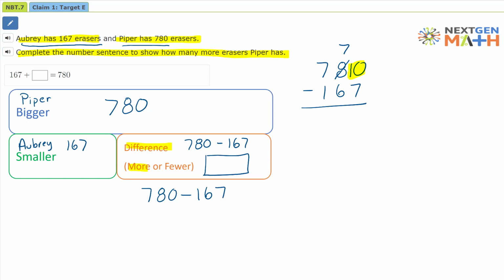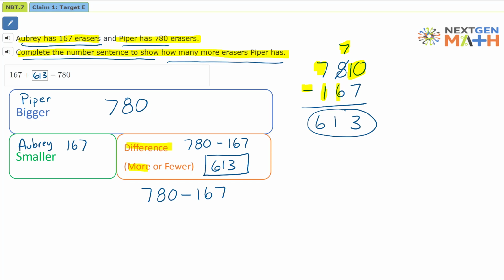Now we have 10 and we're going to subtract 7, so 10 minus 7 is equal to 3. Now we're going to move on to the tens column. 7 minus 6, or 7 tens minus 6 tens is 1 ten. And then the last column, 7 hundreds minus 1 hundred, or 7 minus 1, is equal to 6. So our answer is 613. That's how many more erasers Piper has. So to complete the number sentence, it's going to be this. 167 plus 613 is equal to 780.